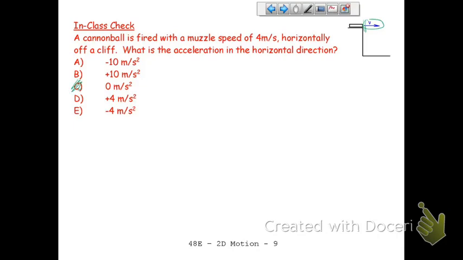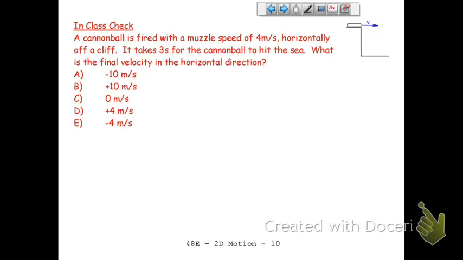Good. Again, conceptual. A cannonball is fired with a muzzle speed of 4 meters per second horizontally off a cliff. It takes 3 seconds for the cannonball to hit the sea. What is the final velocity in the horizontal direction? So, whoosh, I want to know that velocity. Think about it. And the correct answer is going to be plus 4 meters per second.